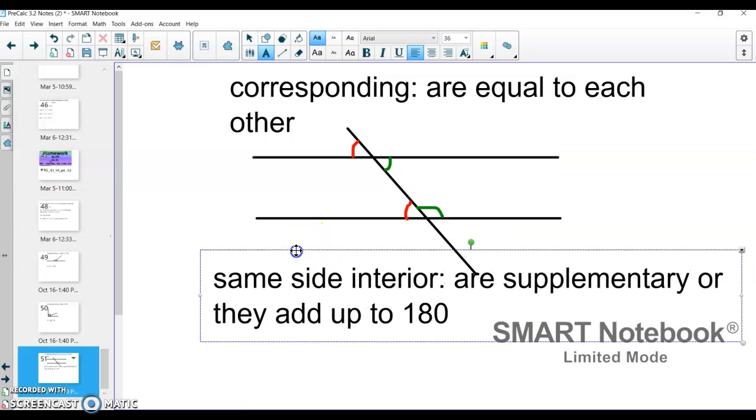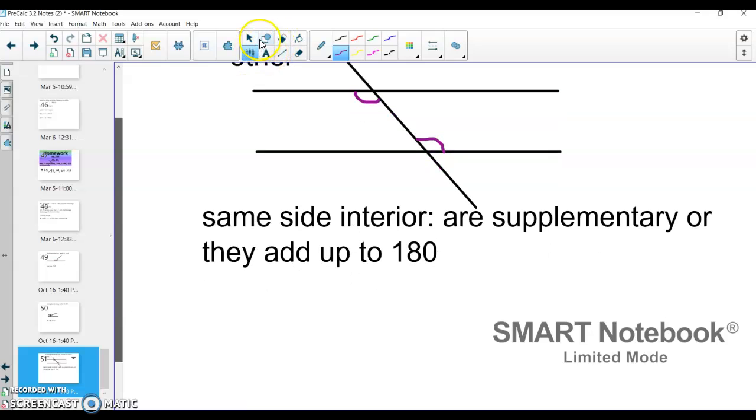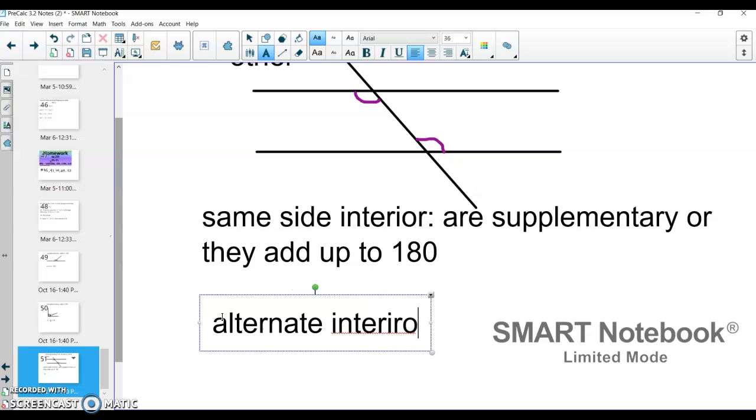Okay, the last one, and I'm going to clear my ink so we can see them, would be the alternate interior. An alternate interior I'll put in purple here. Alternate interior, we have purple here and purple here. They say alternate because one's on the left side, one's on the right side, and they say interior because they're both between the parallel lines. Okay, and the thing about alternate interior is that they are equal to each other.